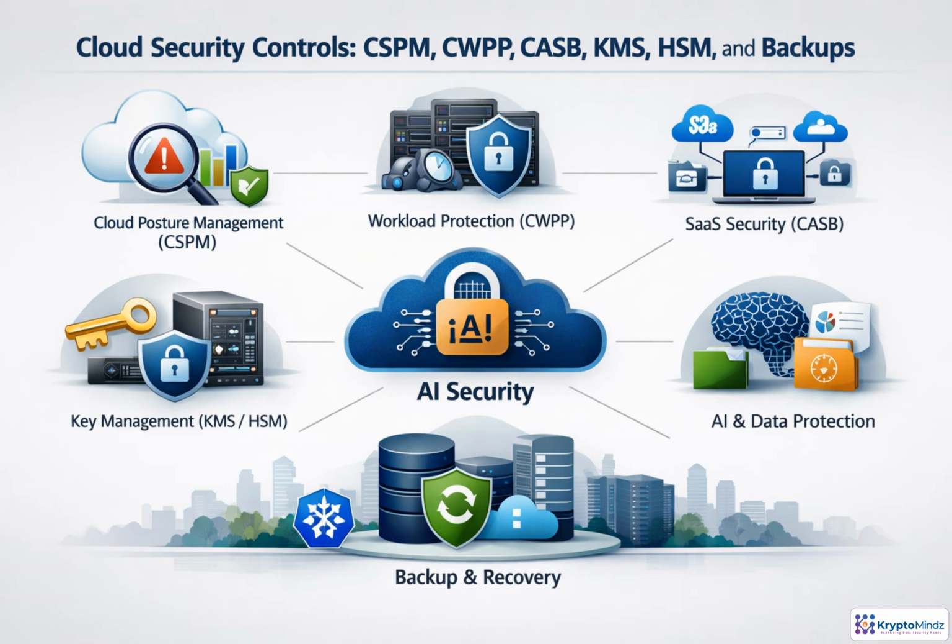AI cloud security works best as layered guardrails, posture checks, workload defense, SaaS governance, encryption keys, hardware-backed trust, and resilient recovery. In this section, we'll connect those controls into one practical strategy for protecting AI systems in the cloud.